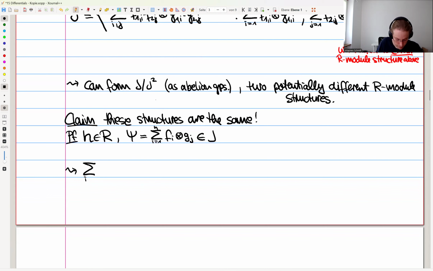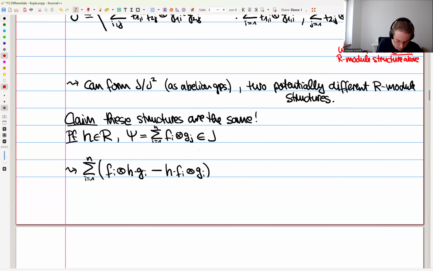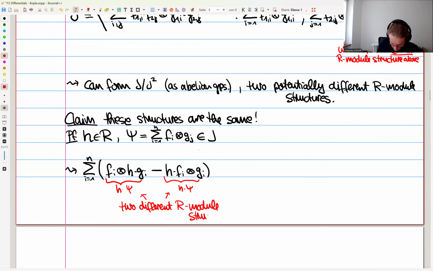This means that in the end, it doesn't matter which one we take. So we have this sum here. We can either multiply this h in the second coordinate, then we get f_i tensor h times g_i, or we can multiply in the first coordinate and we get h times f_i tensor g_i, like this. So just for emphasis, this is h times psi, this is h times psi, but this times now means the two different R module structures. So basically this is a times 1 and this is a times 2. These would be the two different possible structures above.